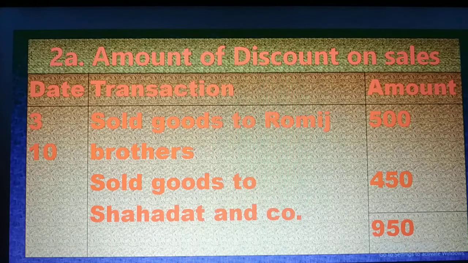Look here. Transaction number 3, sold goods to Romis. We are selling goods to Romis and giving taka 500 less. This is our discount. Then sold goods to Shahadat and Kong on the 10th. Here the amount of discount is 450. So the total amount of discount we are giving at the time of sales is 950. I think you understand.